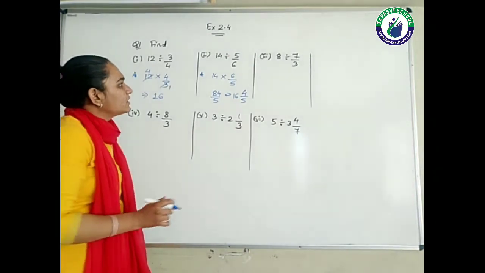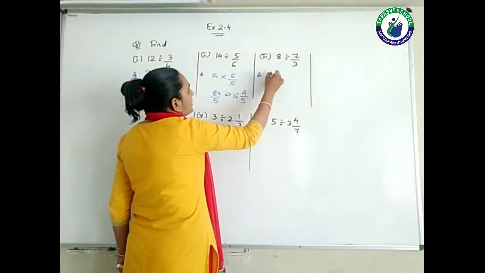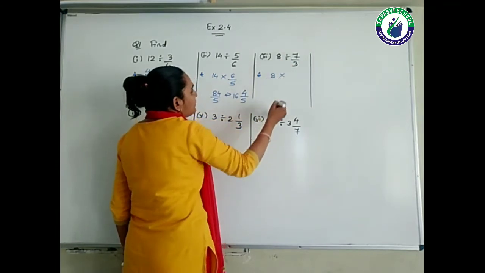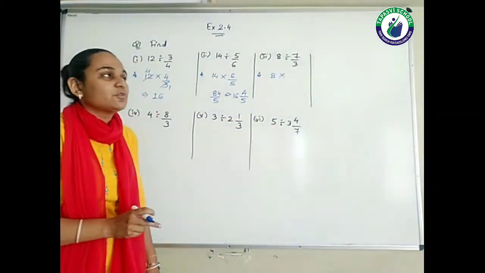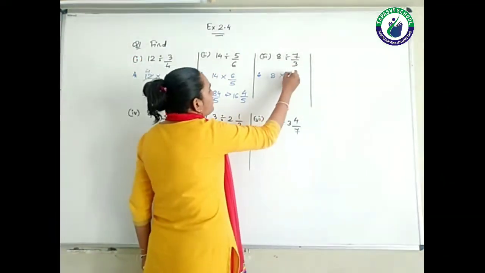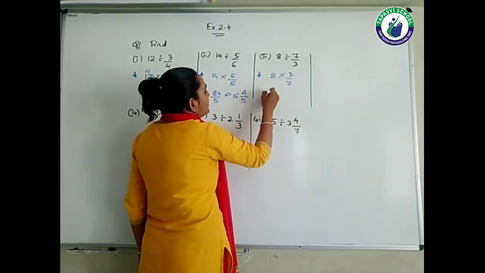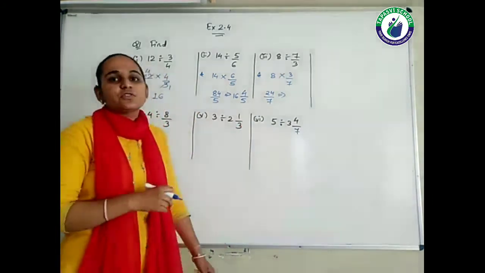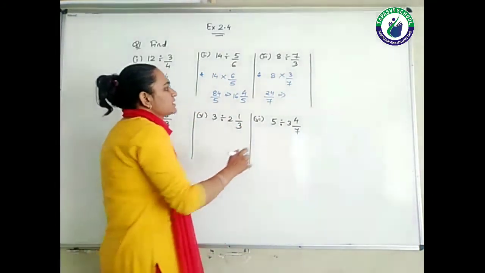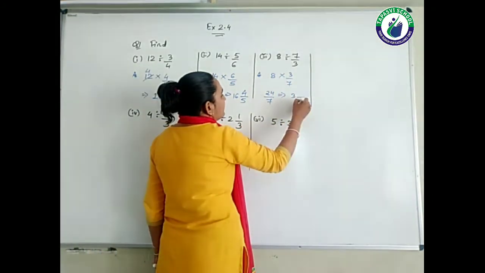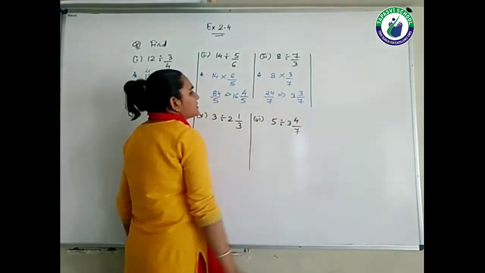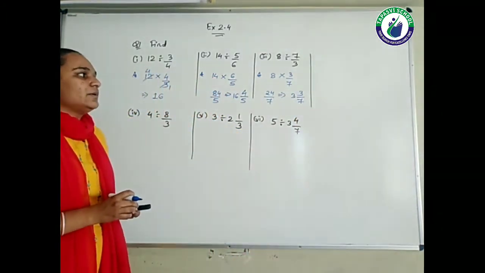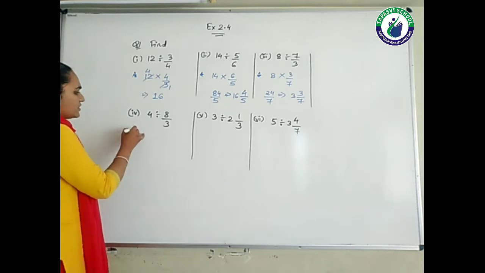Now, moving to the third question. 8 divided by 7 by 3. Convert the division sign into multiplication sign and do the reciprocal. So 7 by 3 will become 3 by 7. So 8 threes are 24 upon 7. As it is an improper fraction, I am converting it into a mixed one. So 3 sevens are 21 plus 3. So we'll get 3 integer 3 upon 7.